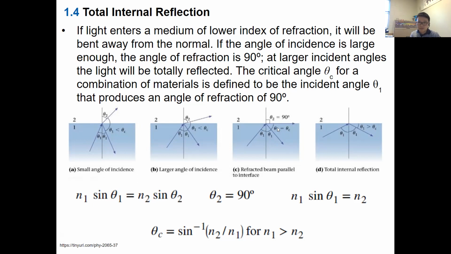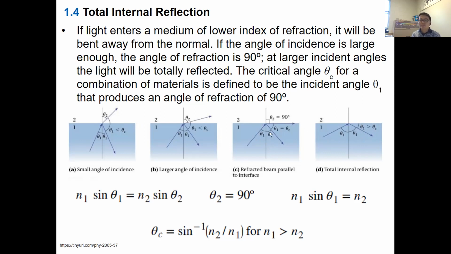It will be this one, theta 1 here. At this point, it's the critical angle. When that happens, you can keep increasing theta 1, but then refraction will no longer happen. The ray comes in here and gets totally reflected. So no light will come through into the second medium. This is what happens.